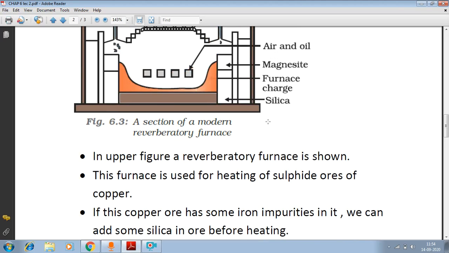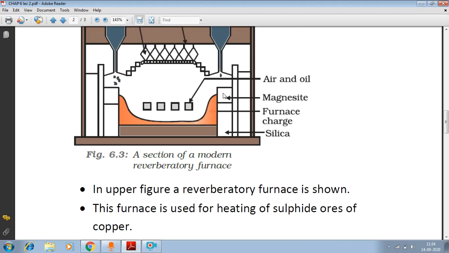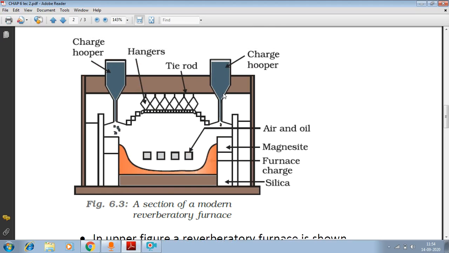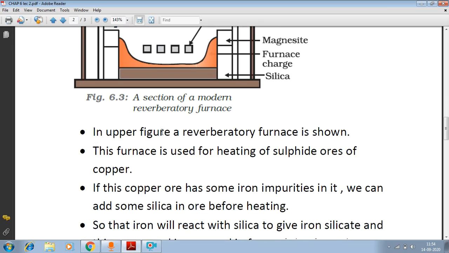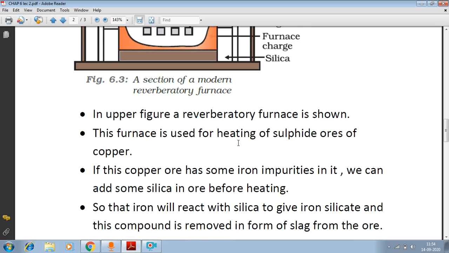Now here a figure is there, and it is a reverberatory furnace. In this furnace, we can roast our ore. In the upper figure, the reverberatory furnace is shown. This furnace is used for heating sulfide ores of copper.